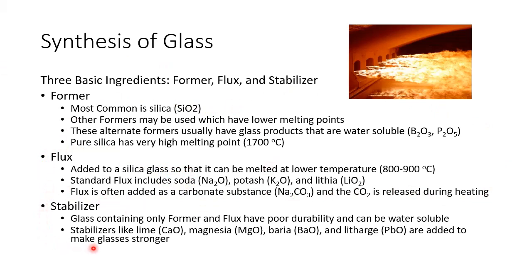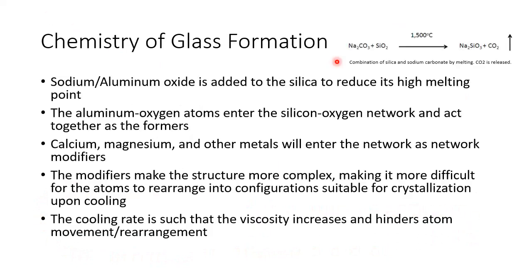In addition, a stabilizer is added in the form of calcium, magnesia, or other metal oxides, and these release cations within the network of these formers that help to stabilize the compound as it cools and keep it from forming crystals.